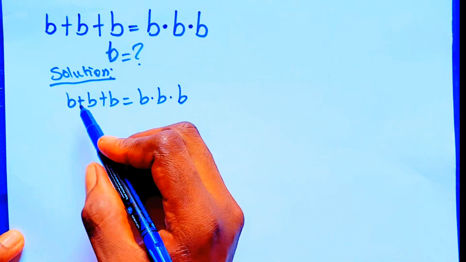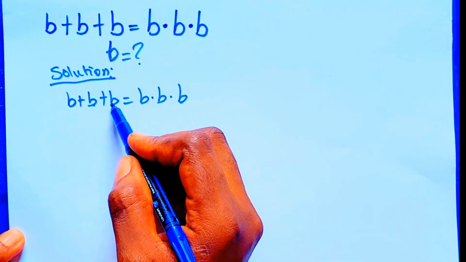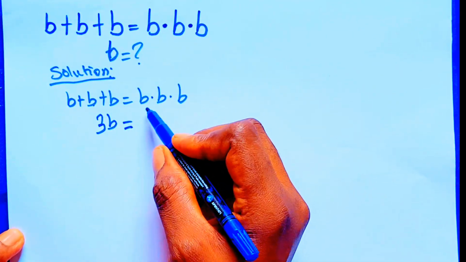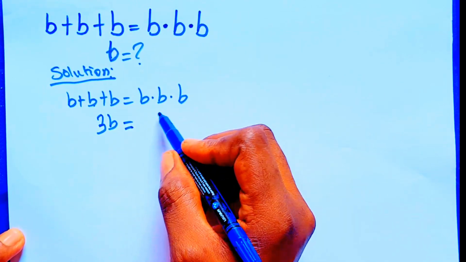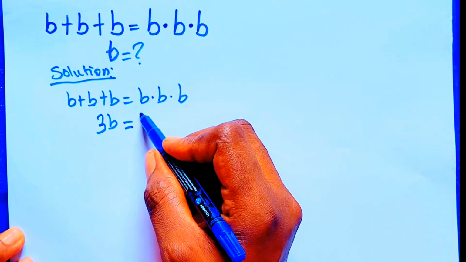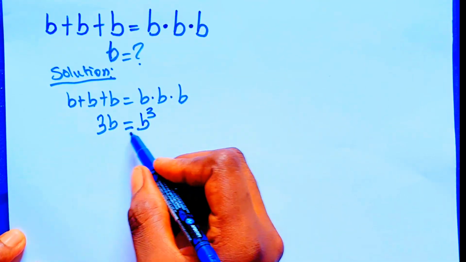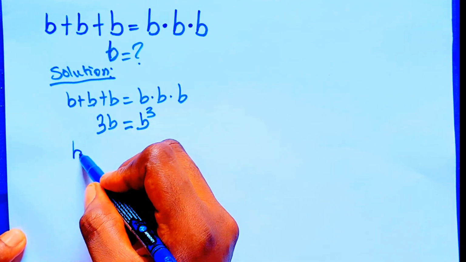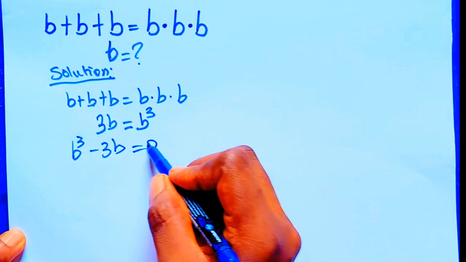Now from here, if we add all these b together, b plus b is 2b, 2b plus b is 3b. And this equals b times b is b squared, times b is b cubed. So we'll have b cubed here. Now in our next step, we are going to equate everything to 0. We first write b cubed minus 3b equals 0.